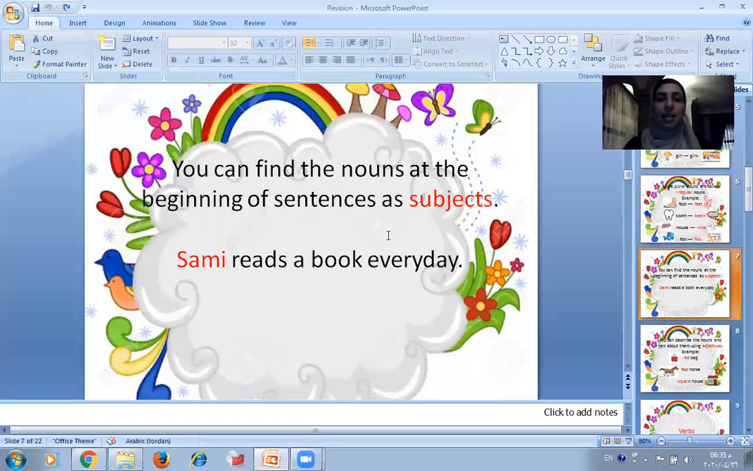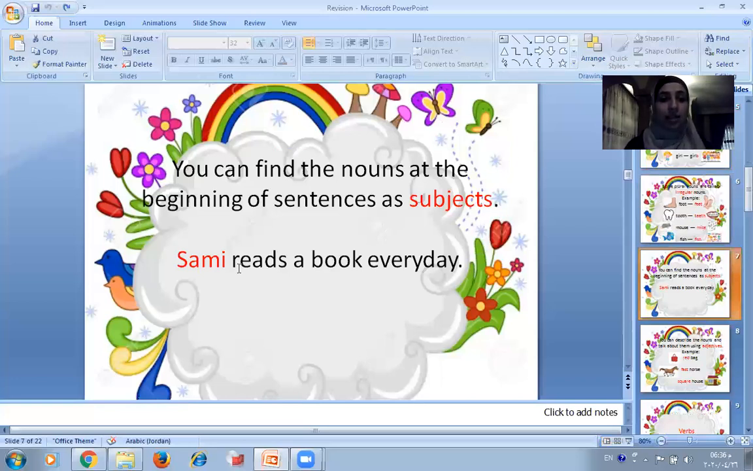You can find the nouns at the beginning of sentences as subjects. And this is something we already discussed. We said that the sentence has a subject and has a predicate. And the subject is the doer of the action. And the subject is always a noun or a pronoun. So if you have a sentence and you are looking for a noun, usually you would find the noun at the beginning of the sentence, okay? Because subjects are usually nouns.